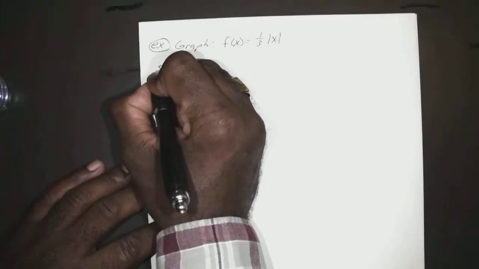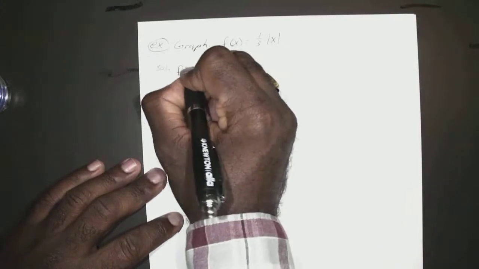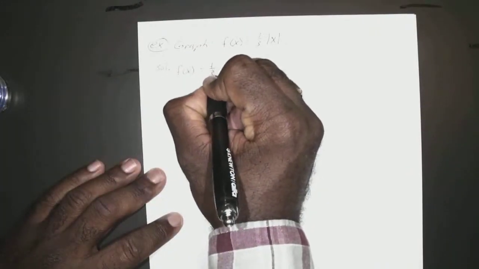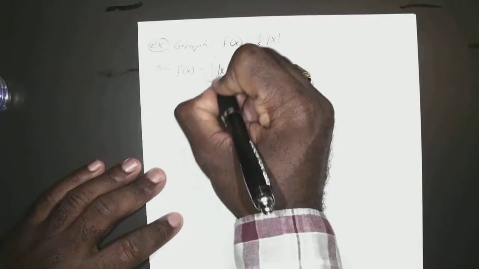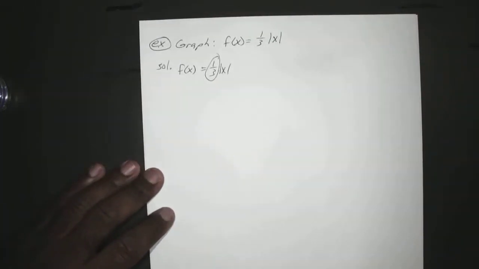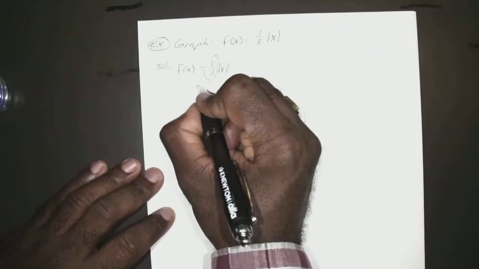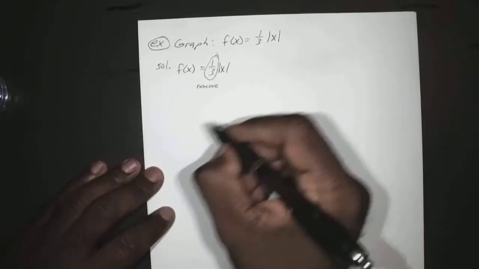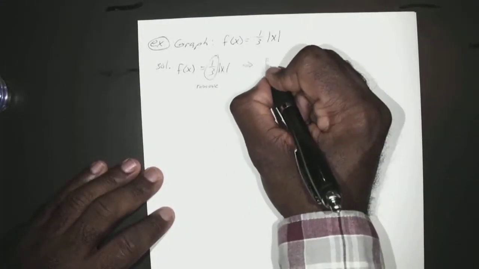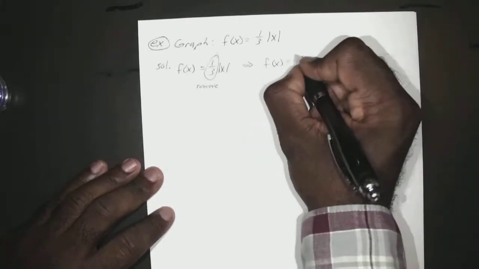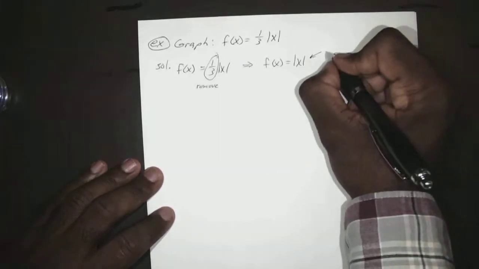1/3 times the absolute value of x. Okay. So now we have a fraction that's less than 1. Okay. So just like before, f of x equals 1/3 absolute value of x. You're going to get rid of any number that's not an exponent. Okay, so you're going to have f of x equals absolute value of x as your parent function.